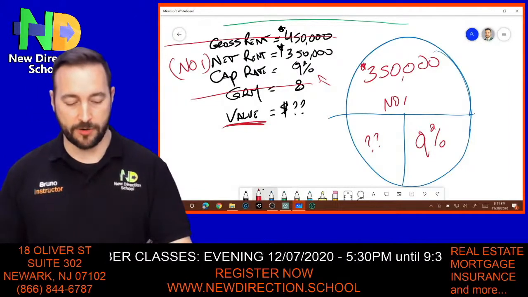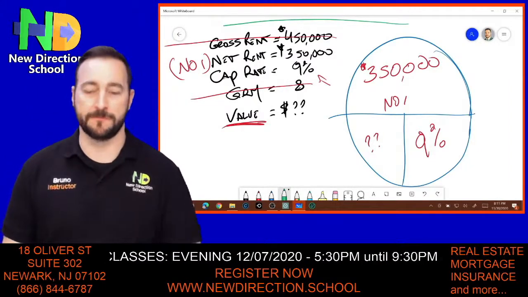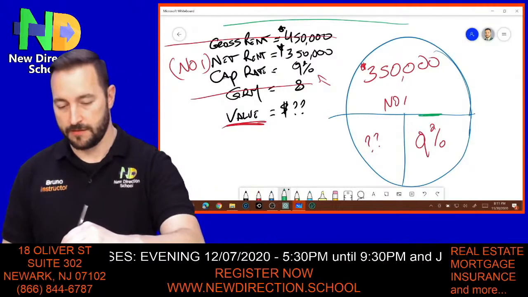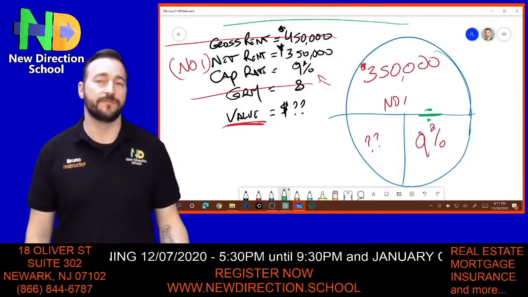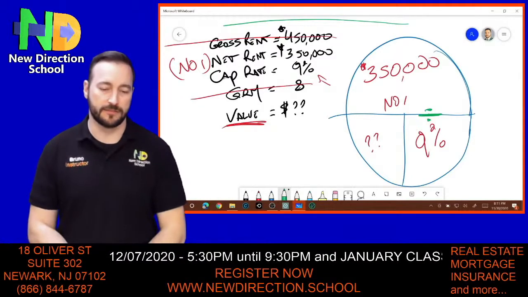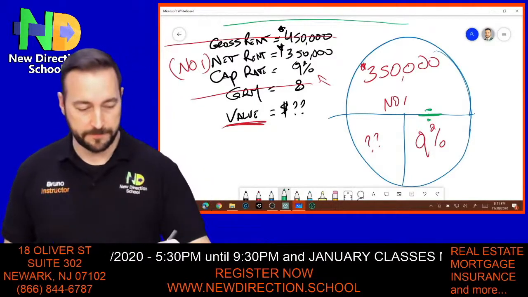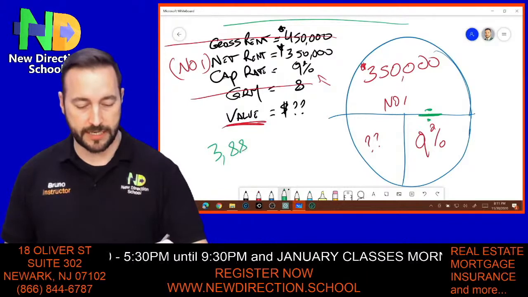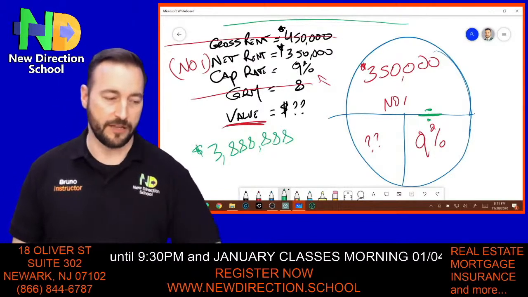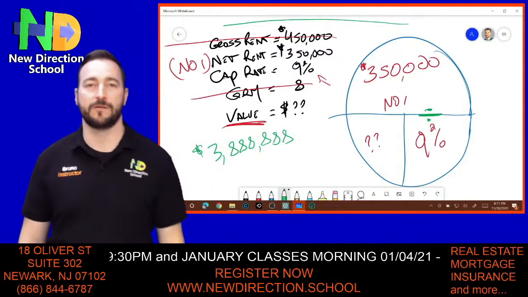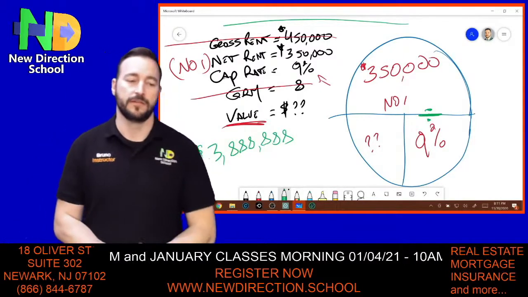If we have a number on top and we have a number on the bottom, what do we do? We divide. Okay? So when you do that, 350,000 divided by 9%, the answer is going to be 3,888,888. This is the value of the property using the income approach. All right?